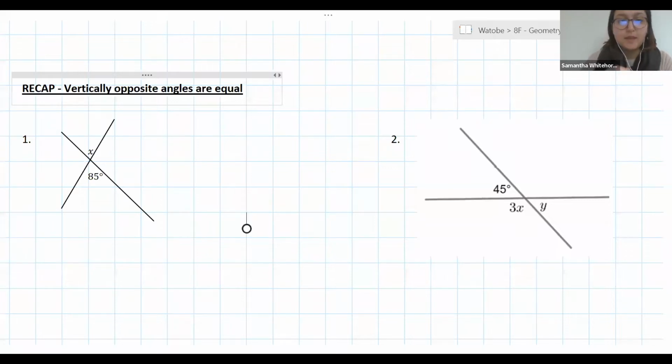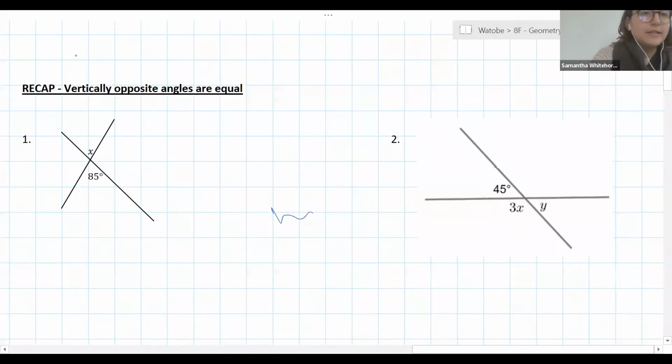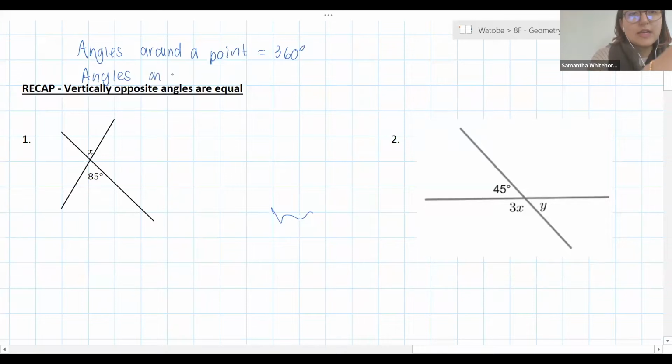Okay. Angles around a point must add up to 360 degrees. And we've learned that angles on a straight line must add to 180 degrees. So these are the three reasons that we have learned so far in this course. And we have obviously learned this third reason of vertically opposite angles.